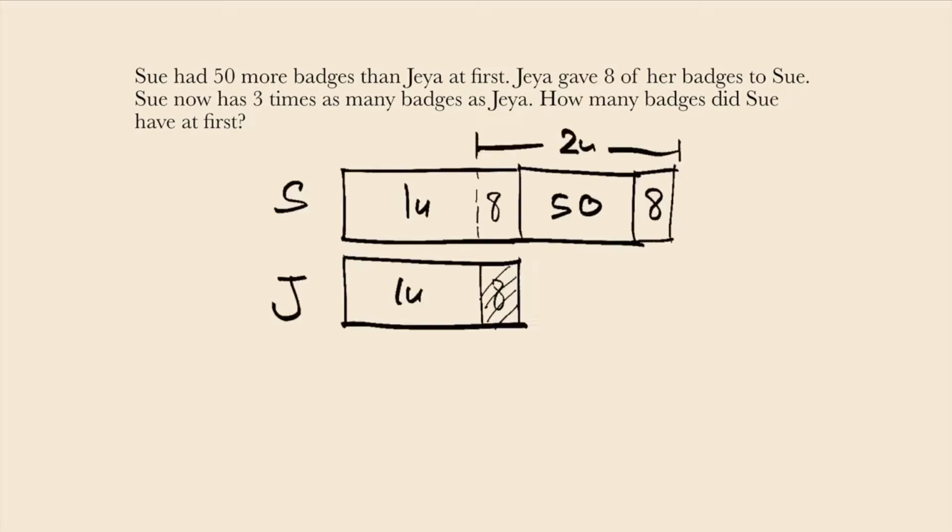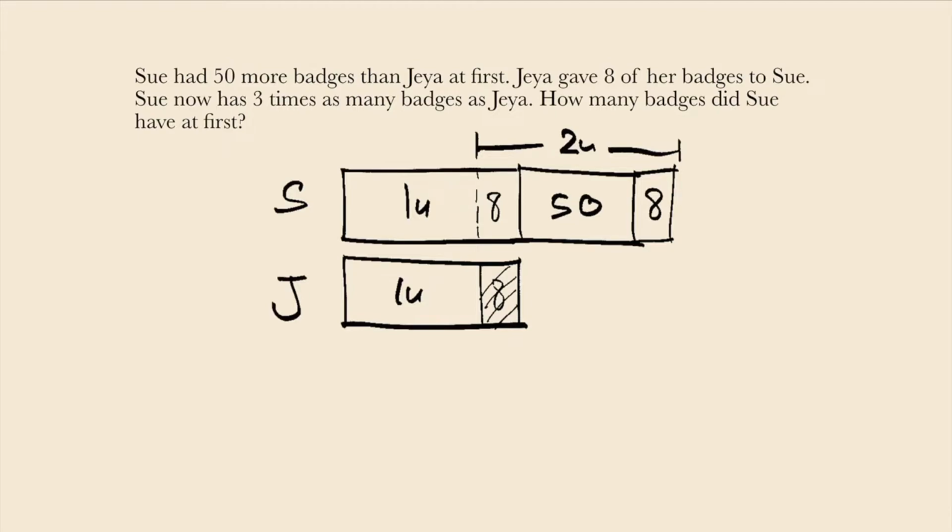Sue had 50 more than Jaya at first, so we're going to draw a block, and then 50 sticking out here, and another block. Next, Jaya gave 8 to Sue, so 8 shaded and given to Sue, and make sure you write an 8 above here as well. Sue now has 3 times as many as Jaya, so 1 unit for Jaya at the end, 1 unit up here, 2 units, showing a total of 3 units for Sue in the end.